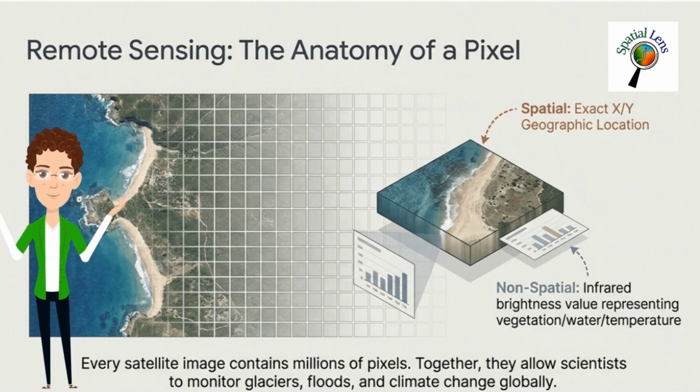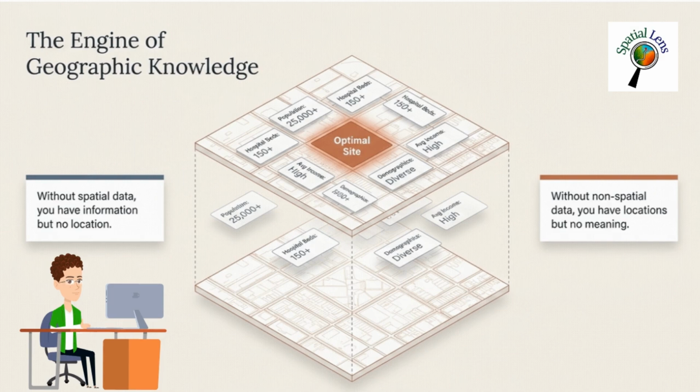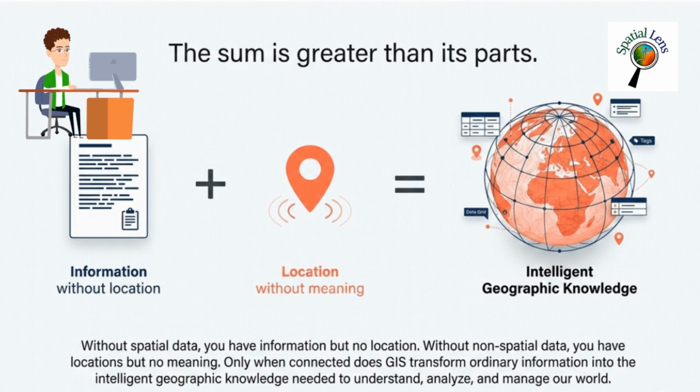Now let's summarize the main differences. Spatial data tells us where something is located, while non-spatial data tells us what that object is like. Spatial data contains coordinates, geometry, and geographic position, while non-spatial data contains names, numbers, categories, measurements, and descriptions. In reality, GIS is powerful because it combines both types together. Without spatial data, you have information but no location. Without non-spatial data, you have locations but no meaning.